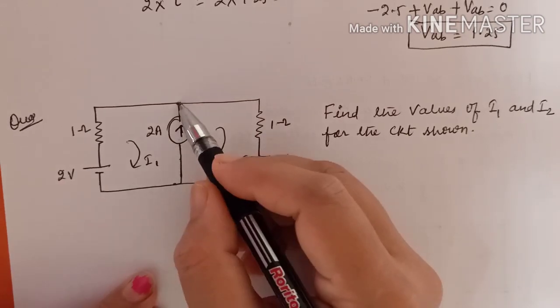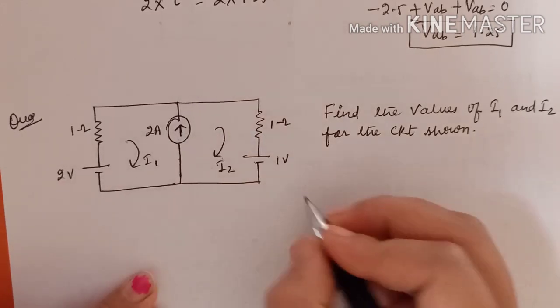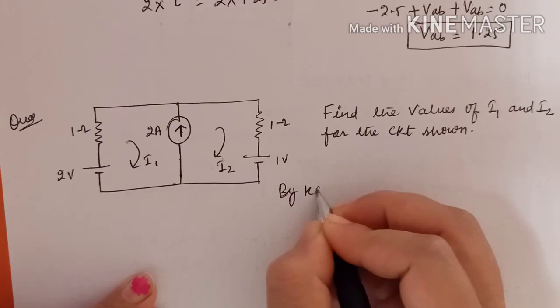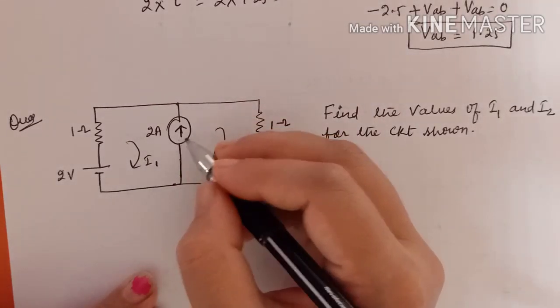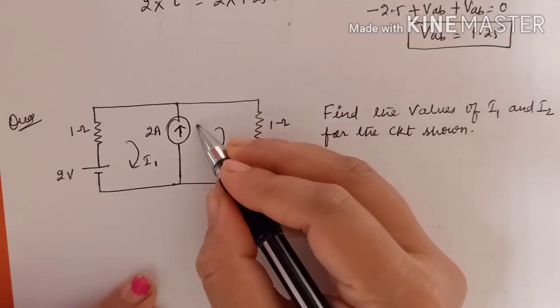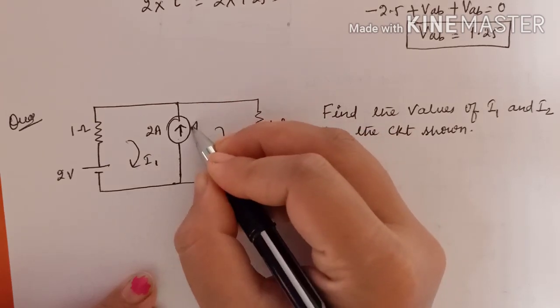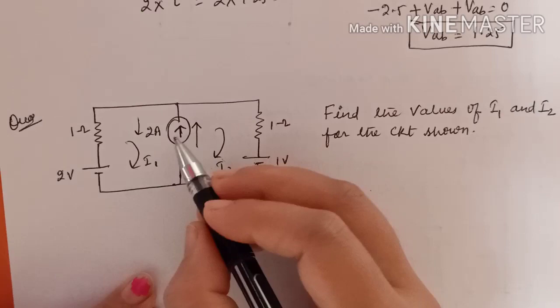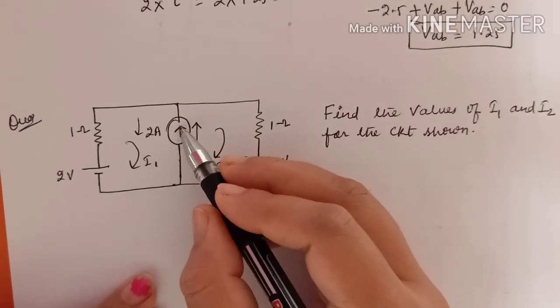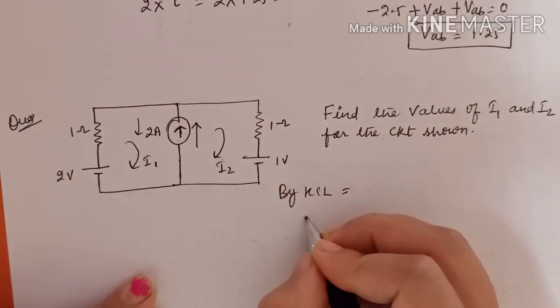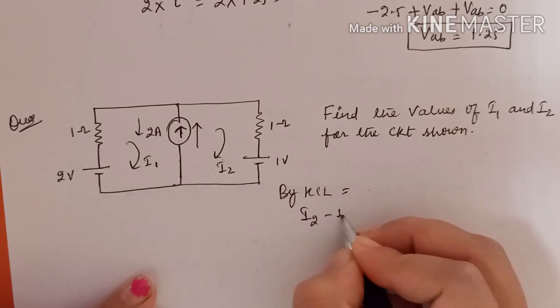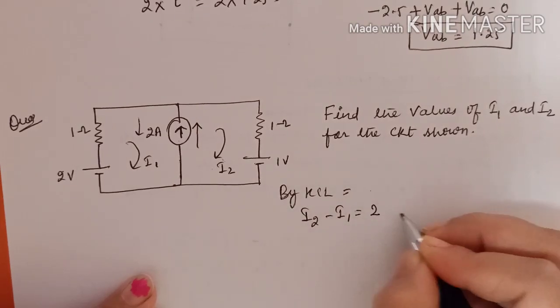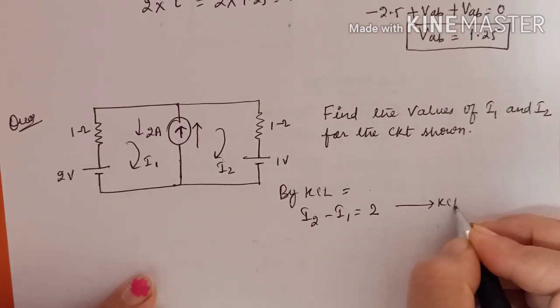So let's say by KCL, here the I2 direction is upward, I1 direction is downward, and the current source direction is also upward. So by KCL you can write I2 minus I1 equal to 2. This is what you are getting by KCL.